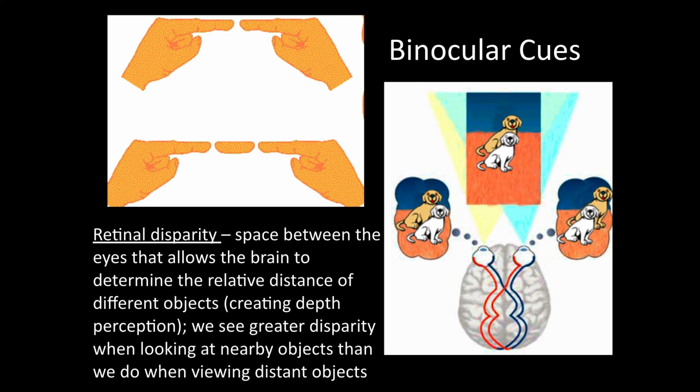One type of binocular cue that you have to know is called retinal disparity. All this means is that the space between our eyes allows the brain to determine the relative distance of different objects. We see a greater disparity when we're looking at nearby objects than when viewing ones that are farther away from us. This picture shows how, when information from each visual field is combined, it enables us to perceive depth. It enables us to see, for example, that this dog is closer than this dog.